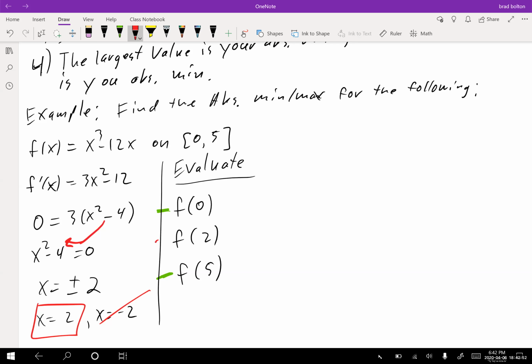This guy is my critical number. So I'm evaluating my critical number and my two endpoints. And all I'm looking for is the biggest number and the smallest number that I get for my outcome.